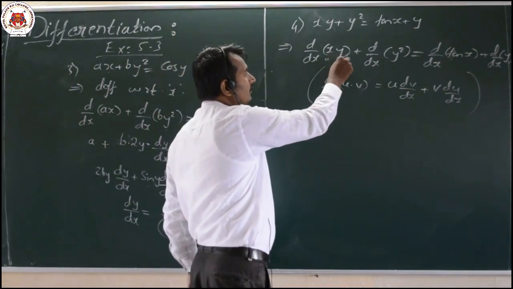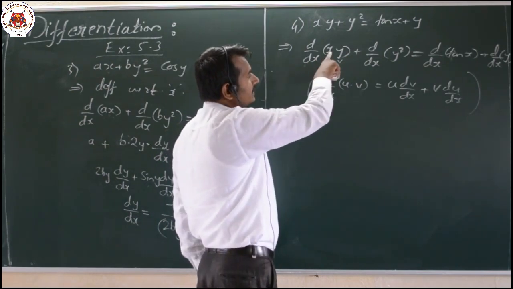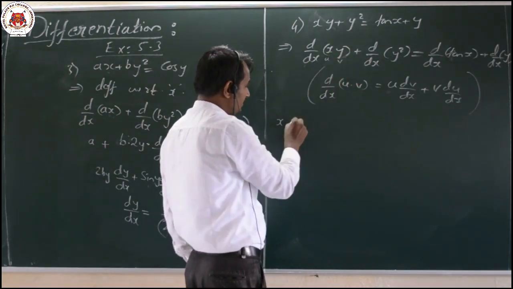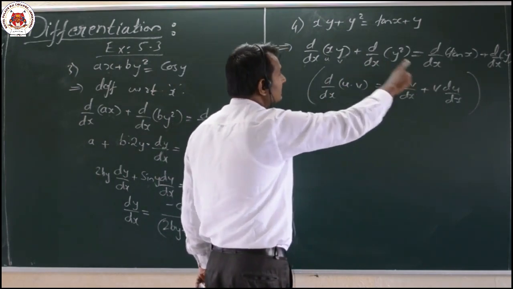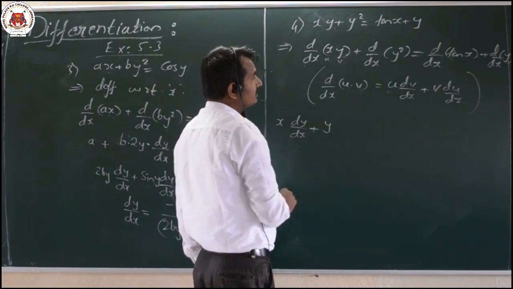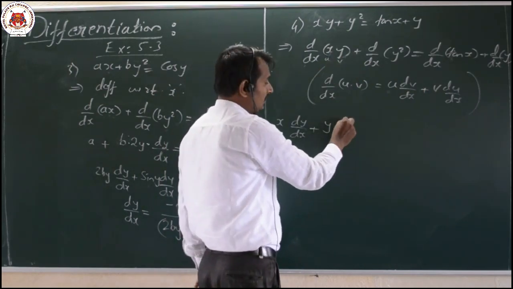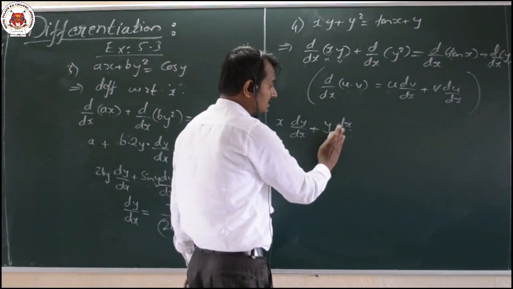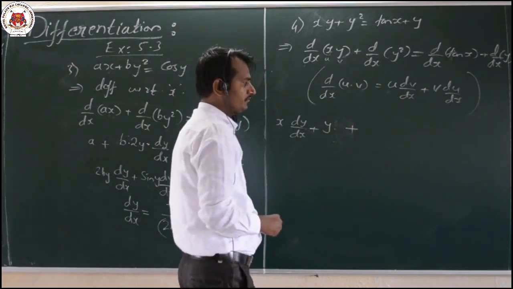Treating u and v, x as it is, d by dx of x into y: that is u as it is, y differentiation, that is dy by dx, plus v as it is, that means y as it is, x derivative dx by dx, that value is 1 only. So therefore no need to write it. First thing is over, plus.